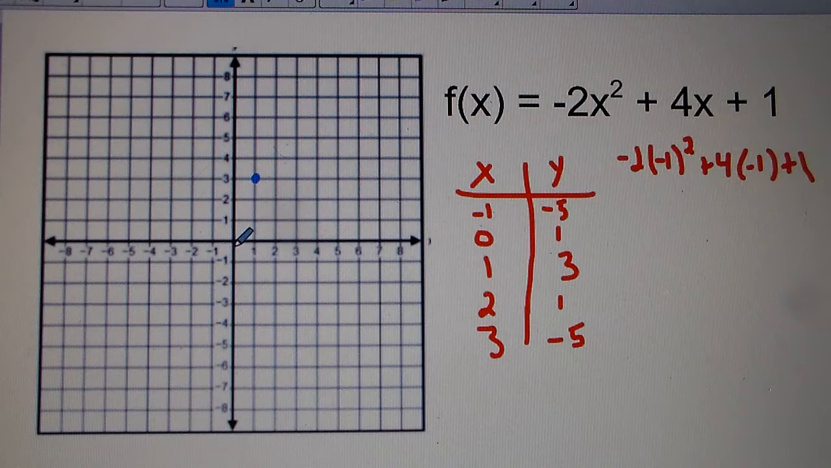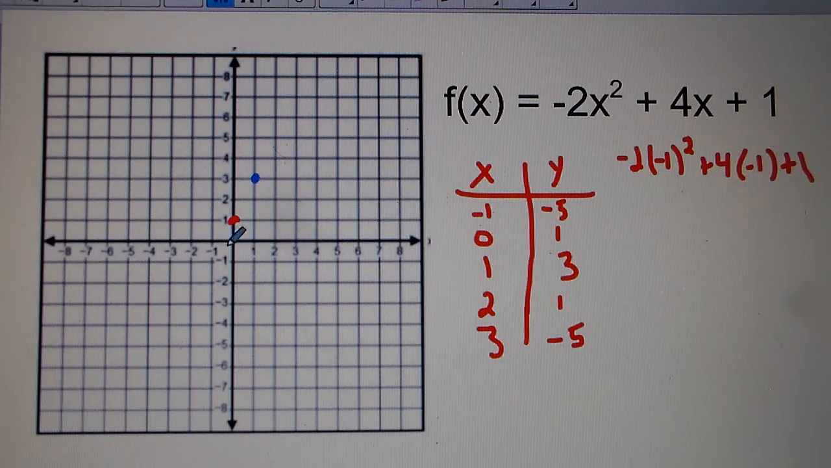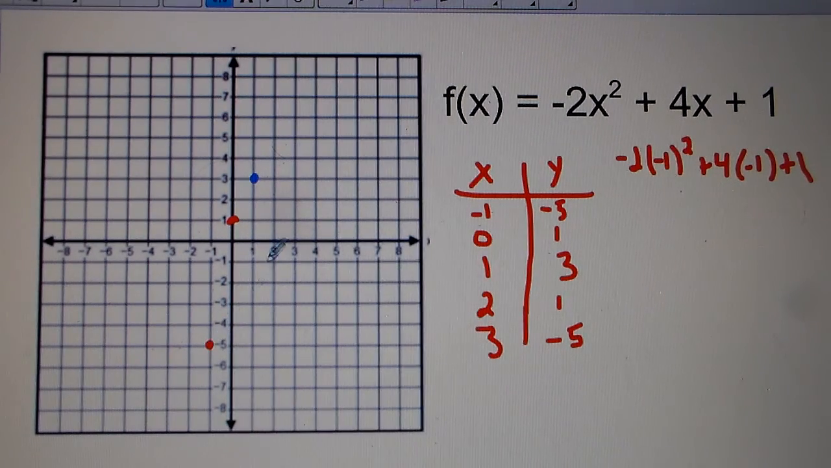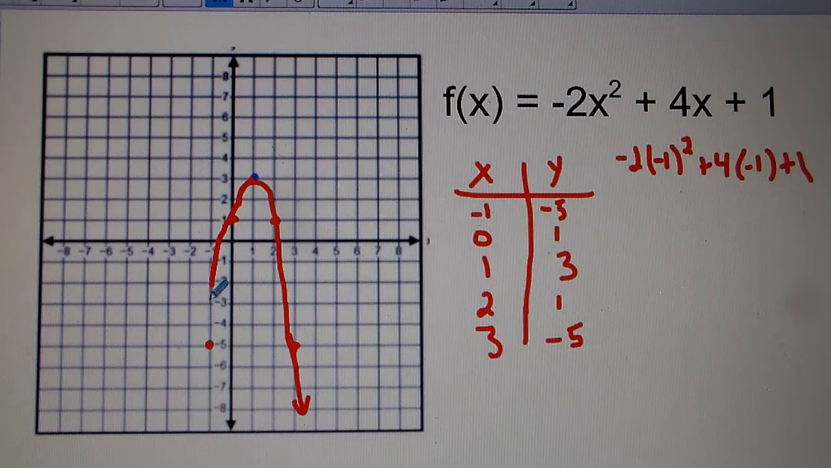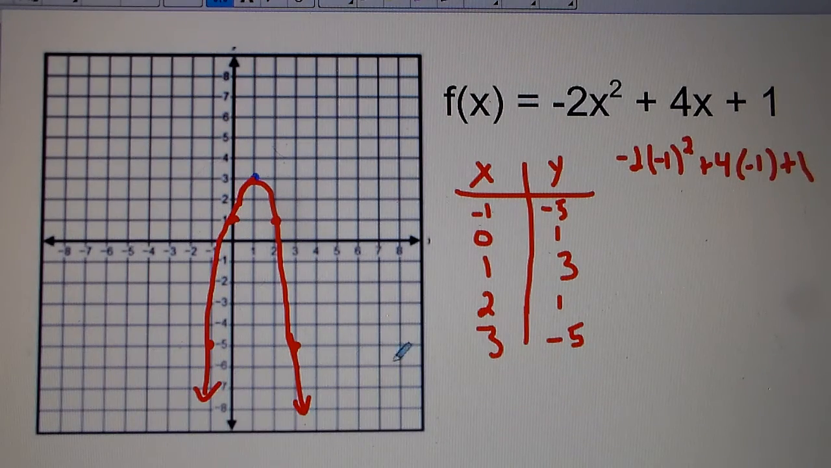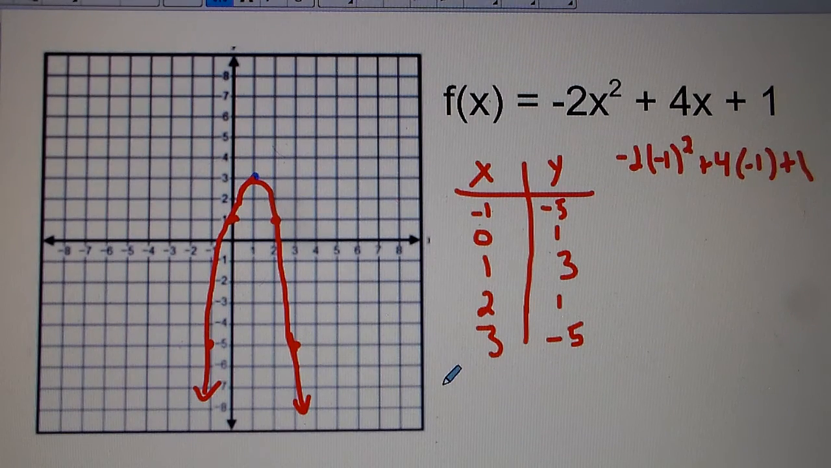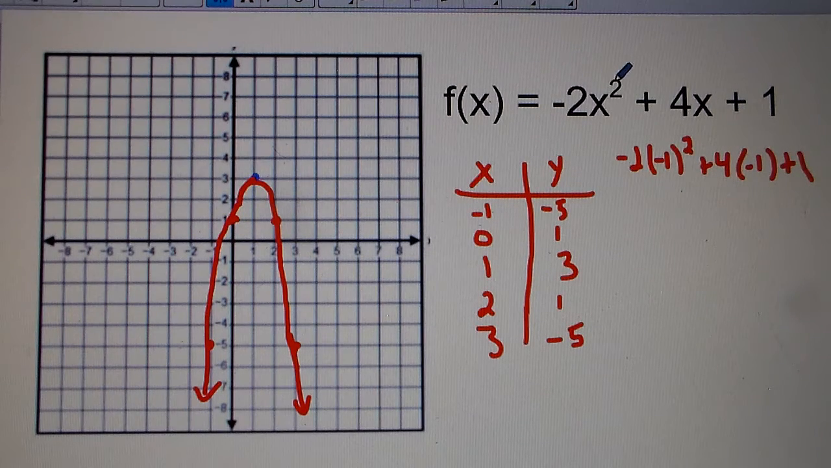So now we plot those other points. (0, 1), and (-1, -5), (2, 1), so 2 to the right, 1 up, and (3, -5), 1, 2, 3, and then down 5. Curve it out, make the best parabola we can. And there we have it. The parabola's now going down because there's a negative number in front of that x squared.